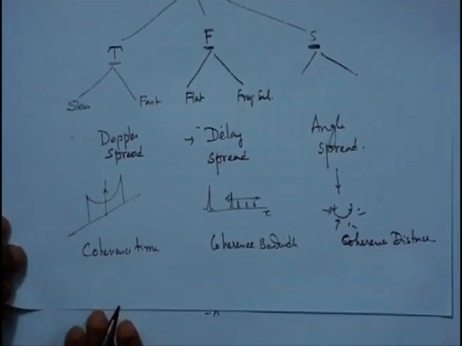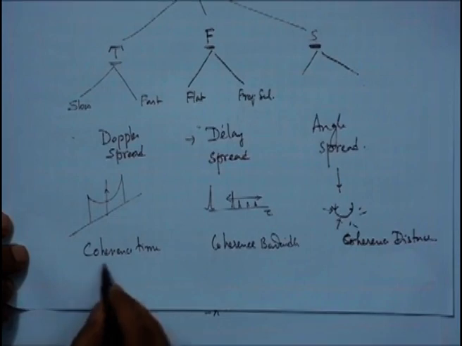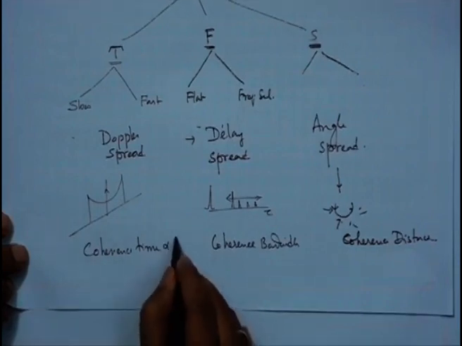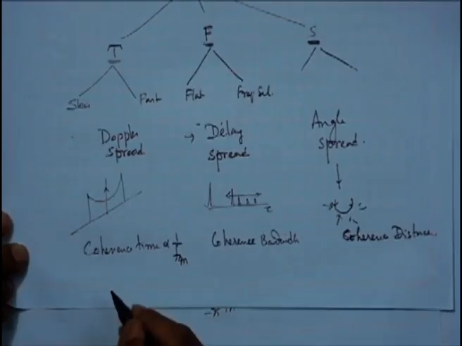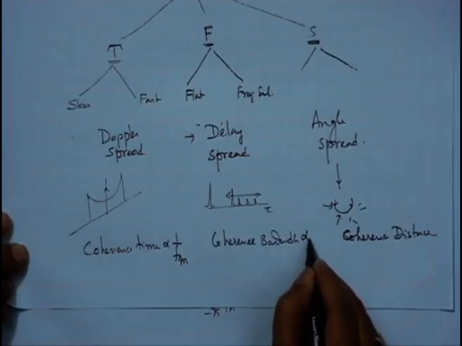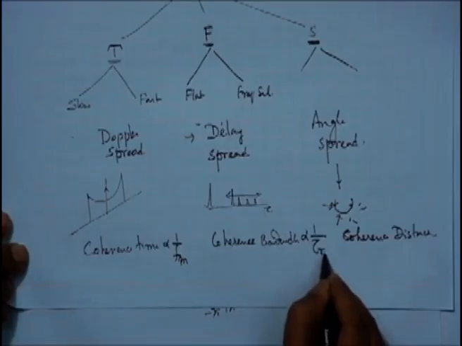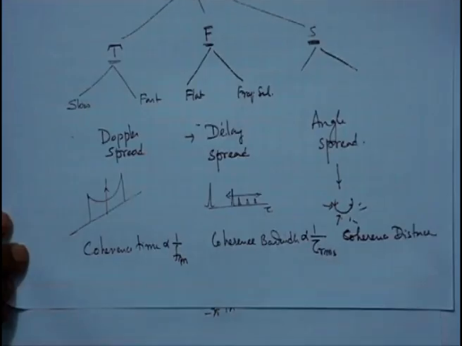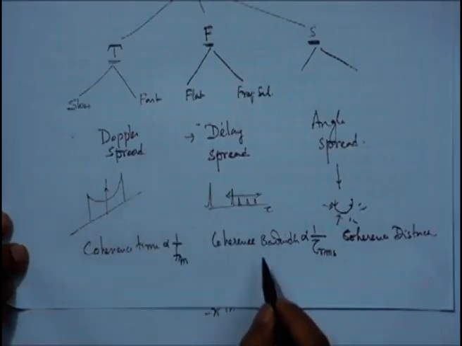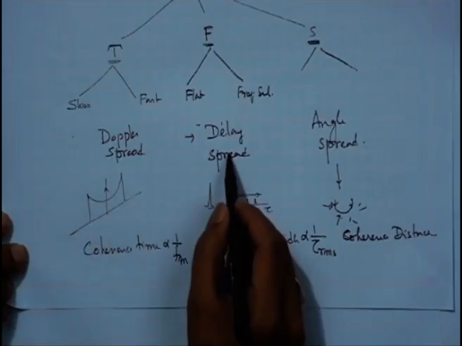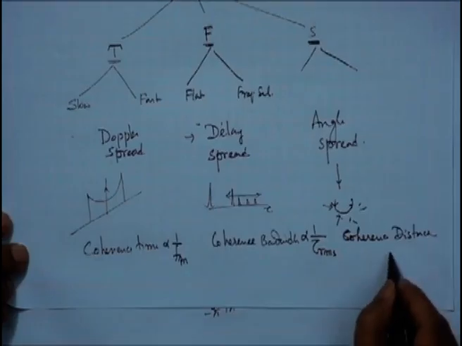In coherence time we said that coherence time is inversely proportional to the max Doppler frequency. Coherence time is inversely proportional to the Doppler spread. Coherence bandwidth is inversely proportional to the RMS delay spread. Similarly, coherence distance would be inversely proportional to the angle spread.